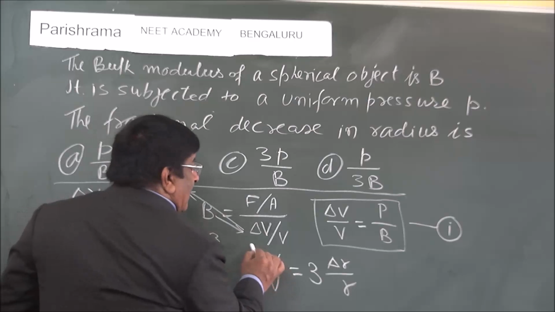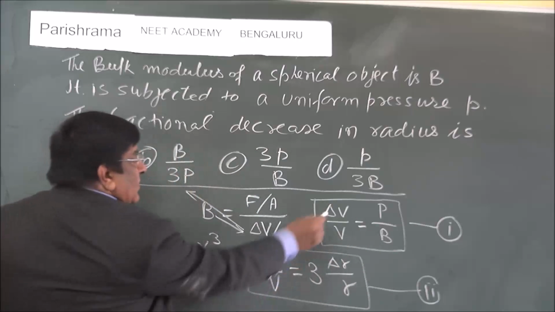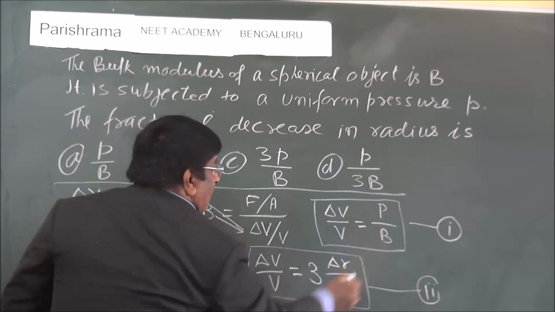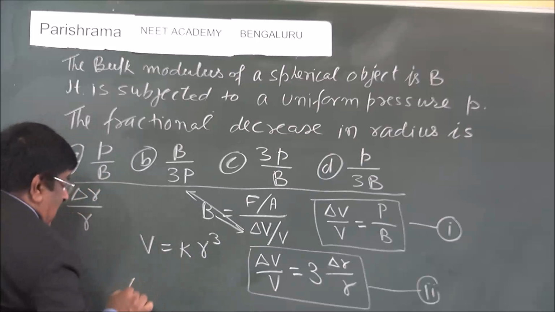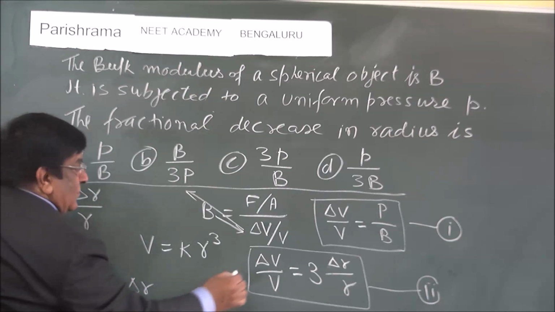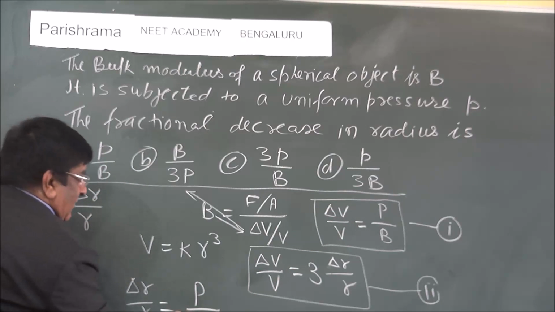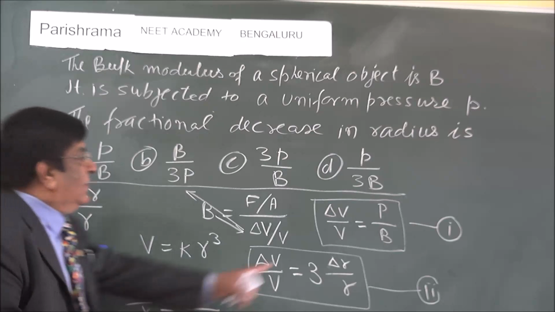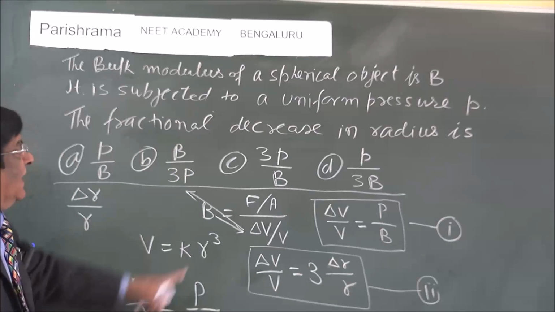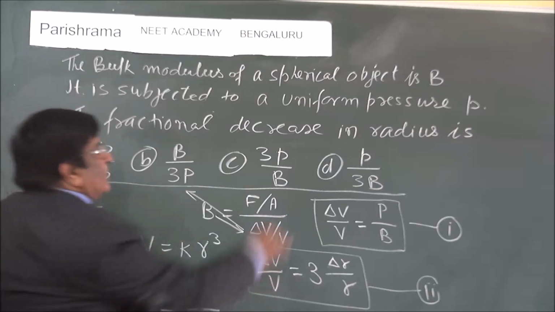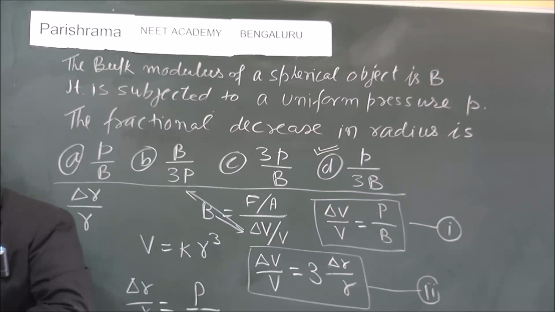Now this delta V upon V, you see in 1 and 2. So P upon B is equal to, yes. If these two are equal, then delta R upon R is equal to 3 P upon B. Where should I write 3? Very good, denominator. Because these two are equal, delta R upon R is equal to P upon 3B, the 3 goes to the denominator, and this is option number D. So here we get it like this. Okay, and now we go to the next question.